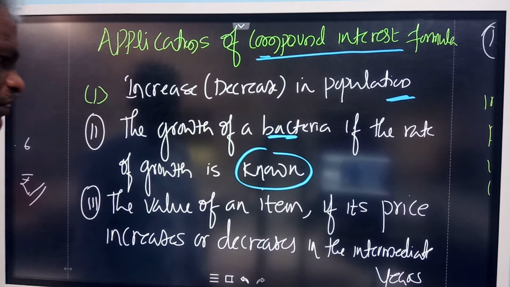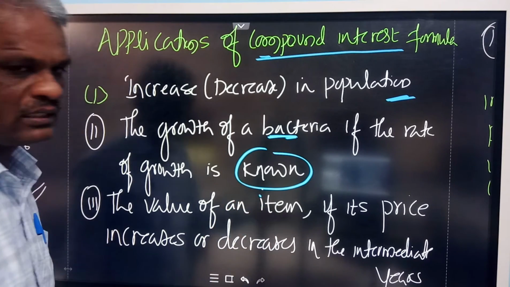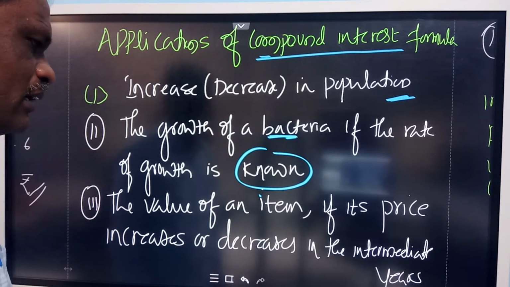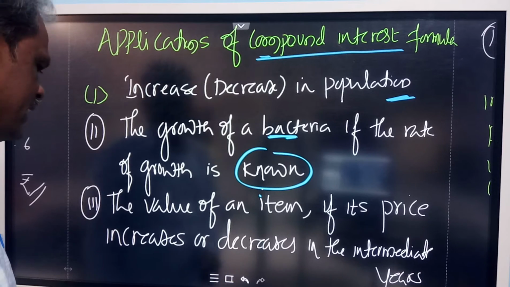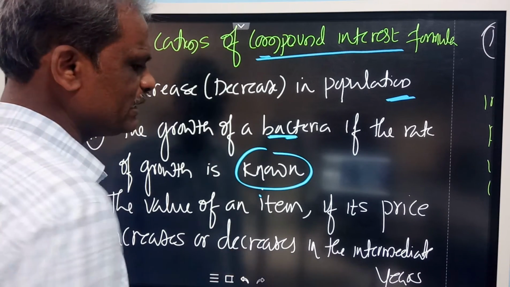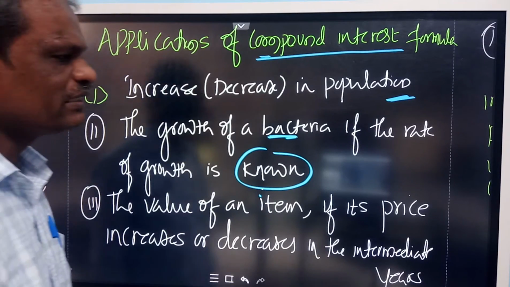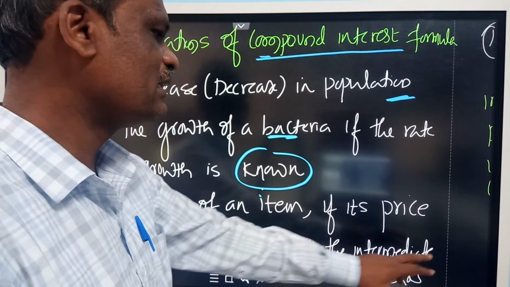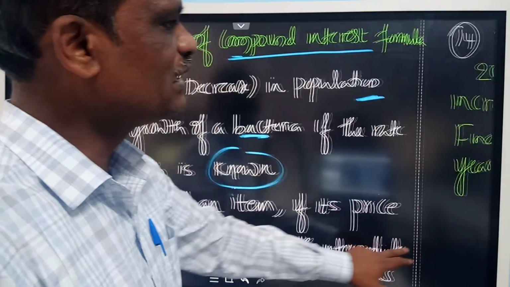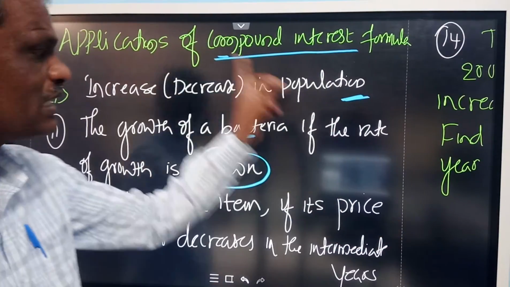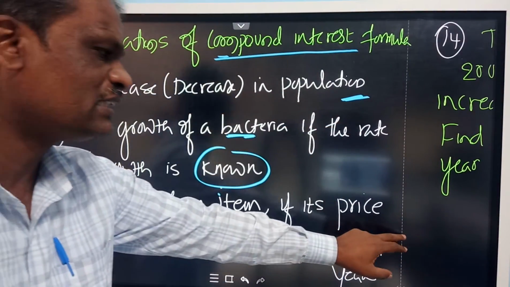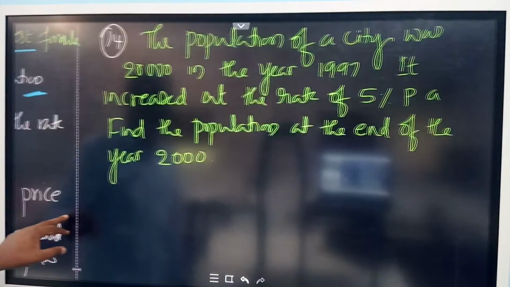Then the value of an item, any petrol, diesel, any commodities, if its price increases or decreases in the intermediate years, we use the compound interest formula. Some of the problems related to this type we will see, then you will understand better. Look at this question now.